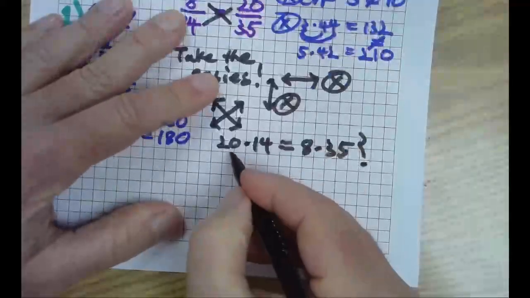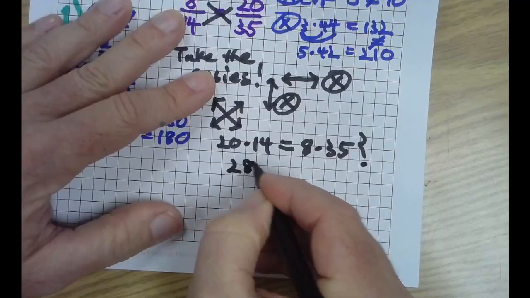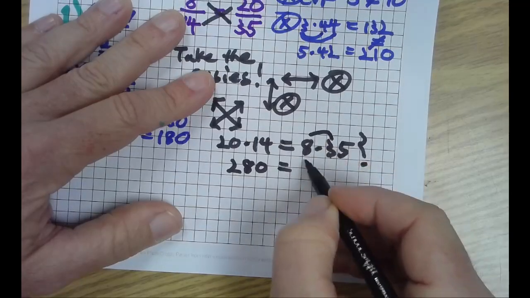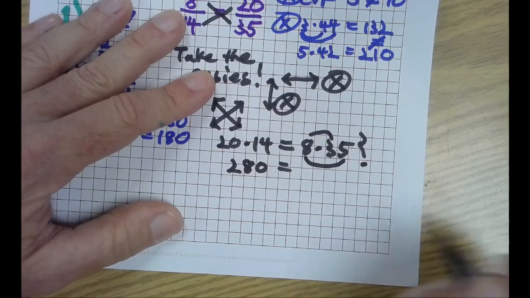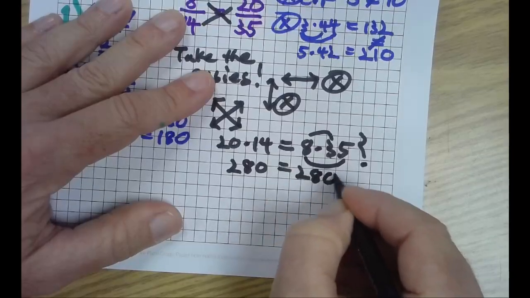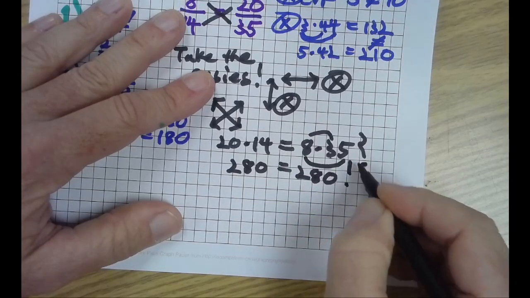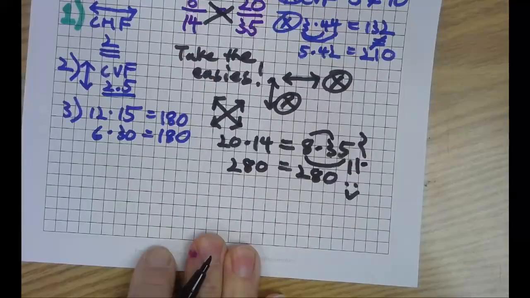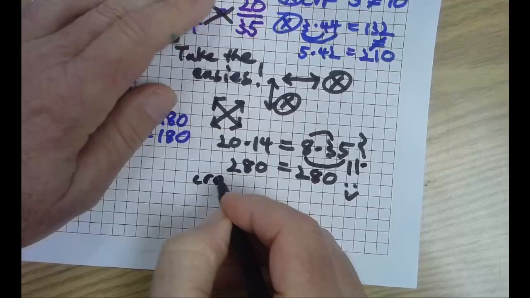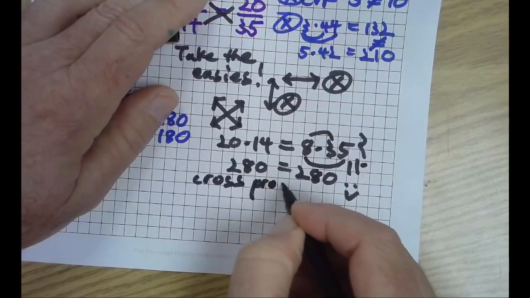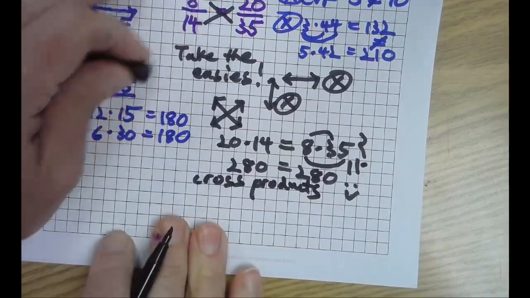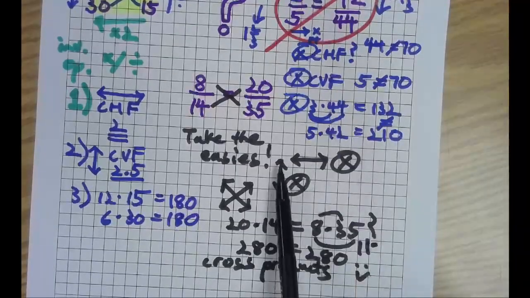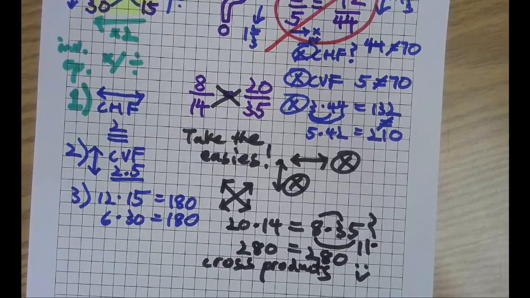Calculator tells us that 20 times 14 is 280. And 8 times 30 is 240. And 8 times 5 is another 40. That makes 280. Now it changes from a question mark to an exclamation mark with a smiley face. So yes, cross products are the same, which means if we had to or wanted to or had a reason, we could go ahead and test for horizontal and vertical factors, and those would also work.